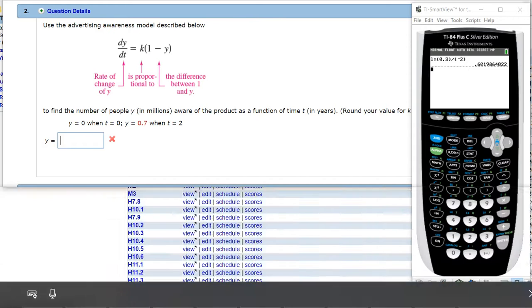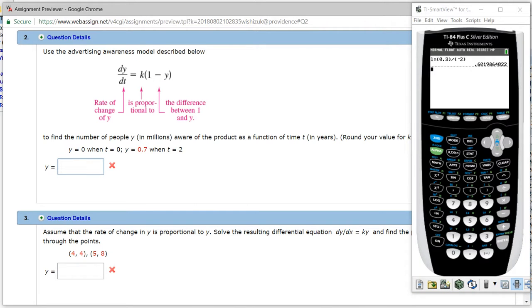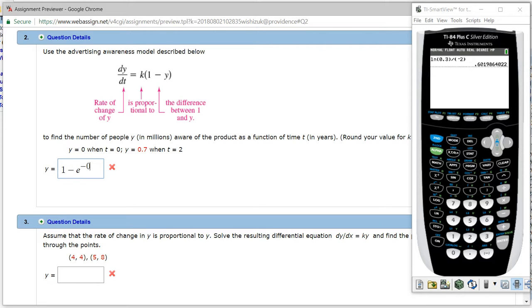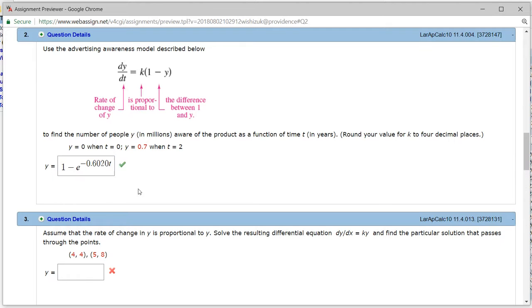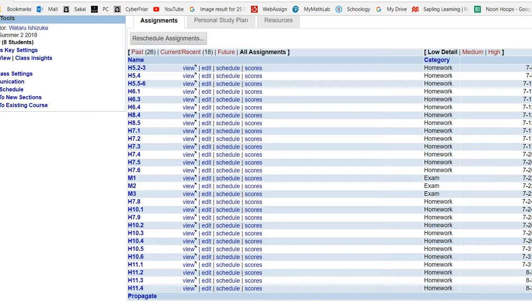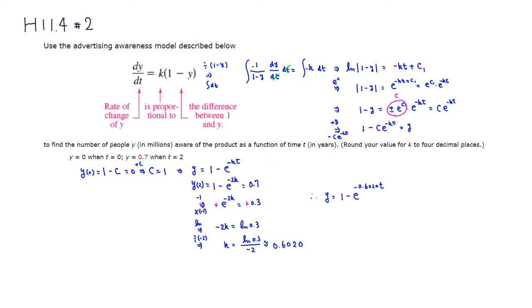So we got y is equal to 1 minus e to the negative 0.6020t. Let's check the answer. I came back and it looks like we got this one correctly. That's it. I hope that this was clear.